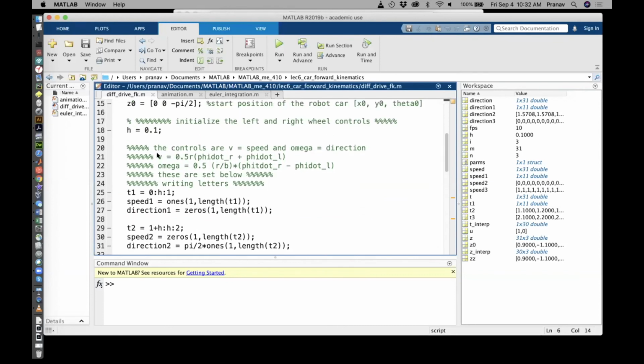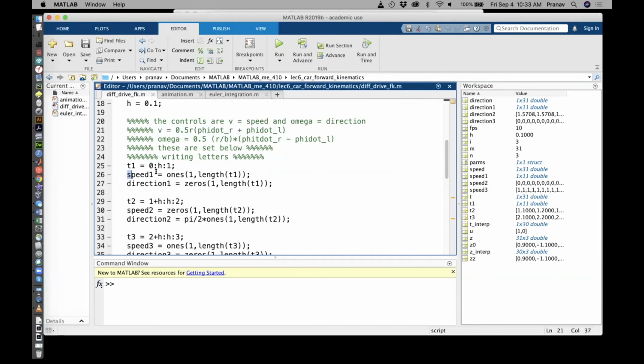So as I said, v equals 0.5 r (phi dot r plus phi dot l) is the velocity, and omega is given by this expression, and we need to set this. So one of them, v, basically sets the forward progression speed, while omega sets the direction in which you're going to move, right? And so what I did here was essentially set the speed to be one, so it's going at unit speed, and the direction was set to 0. That's for a time from 0 to 1, so 1 second.